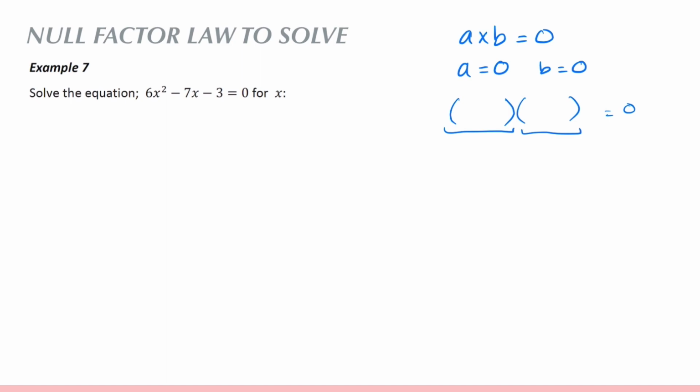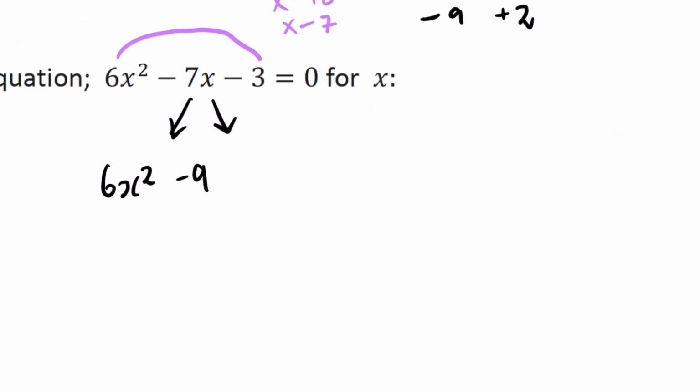So when we look at example 7, it says solve this particular equation. We're going to do something very similar to what we did before because it's a non-monic polynomial. So we're going to multiply these two here. So we need two numbers that multiply to give us negative 18 and add to give us negative 7. When we think about those two numbers, they're going to be negative 9 and 2. Negative 9 and plus 2. So that's what's going to give those. So I'm going to go ahead and split that middle term. So that'll be 6x squared minus 9x plus 2x minus 3 equals 0.